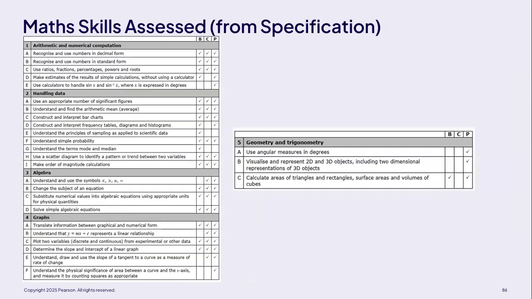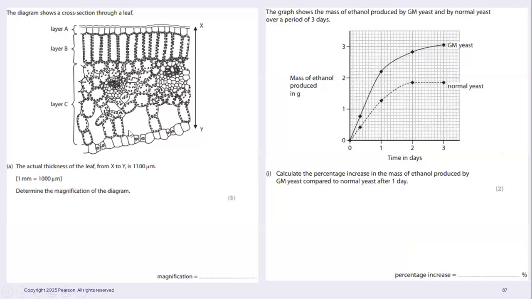So this shows you the maths skills that will be assessed. One of the common skills that is tested is either determining the magnification or determining the actual size from the magnification. Graphs: calculate the percentage increase in the mass of ethanol. So you're taking data from the graph and you are calculating the percentage increase.